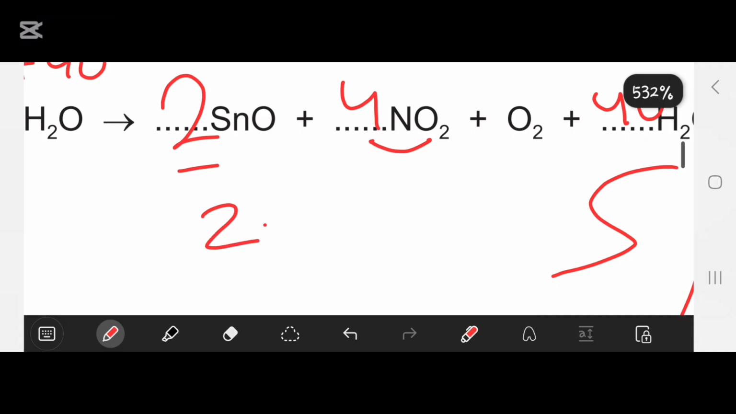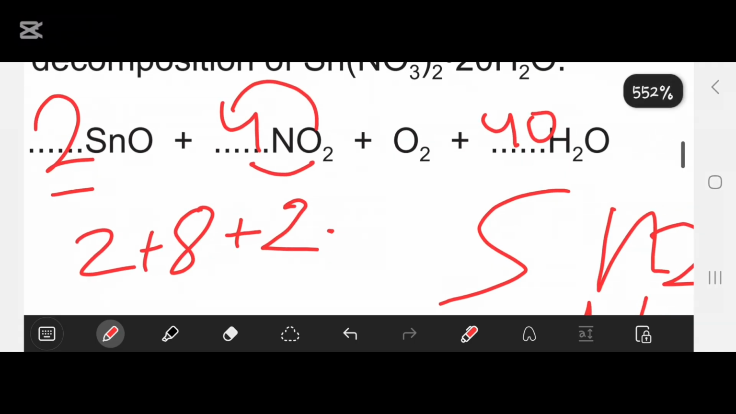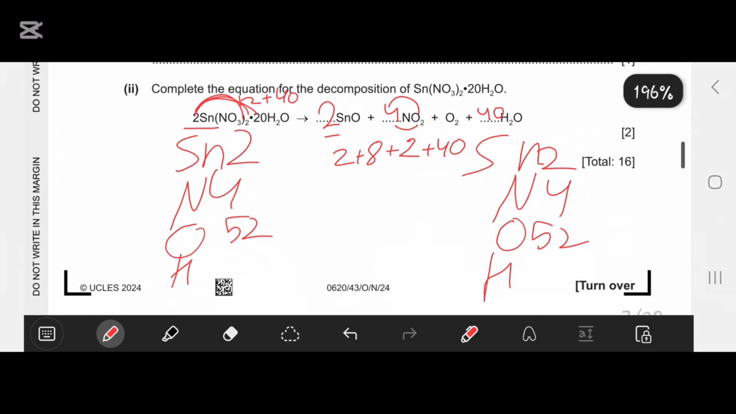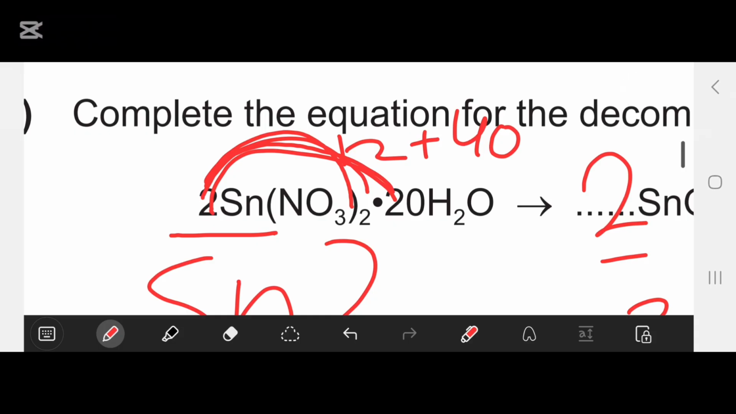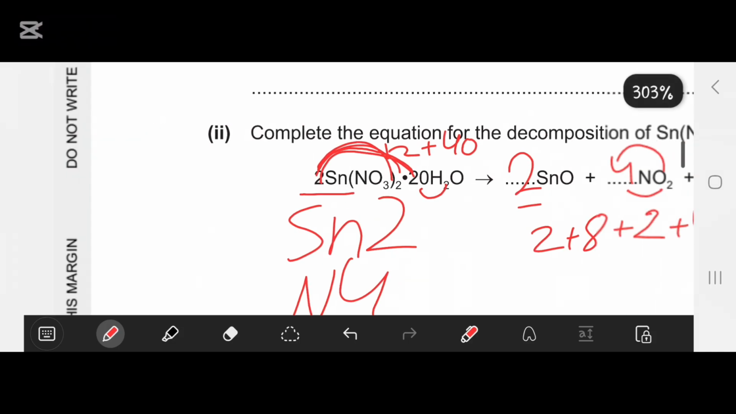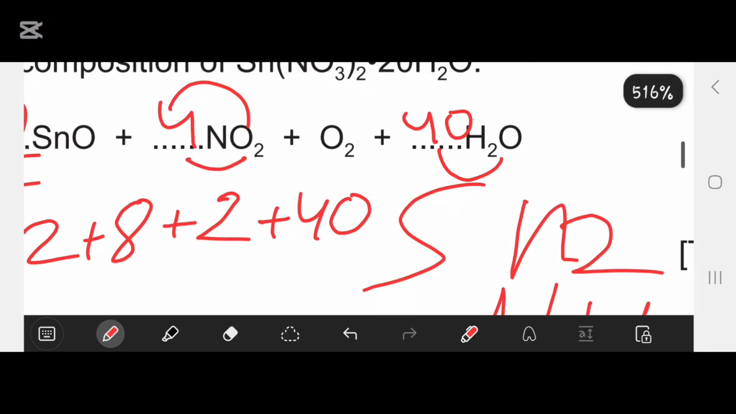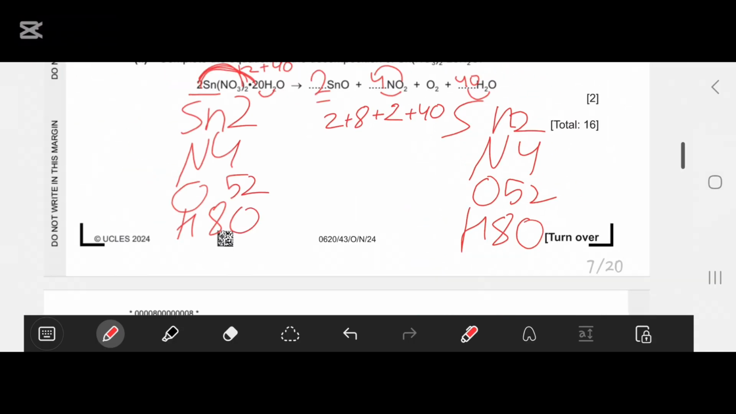What about here? We have 2 oxygen plus 8 plus 2 oxygen plus 40, same exact number, it will give us here 52. Then last thing, the hydrogen. We only do 2 multiplied by 20 multiplied again by 2 multiplied by 2, 4 multiplied by 20, this will give us 80. Here is the same thing, here will give us 40 multiplied by 2, same thing, it will become 80.